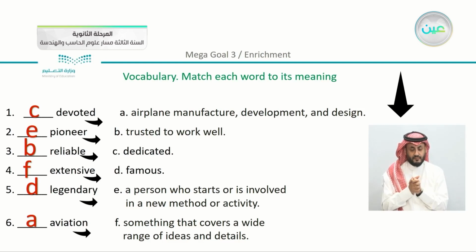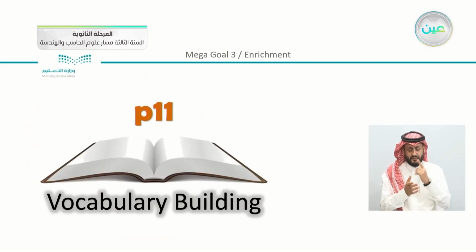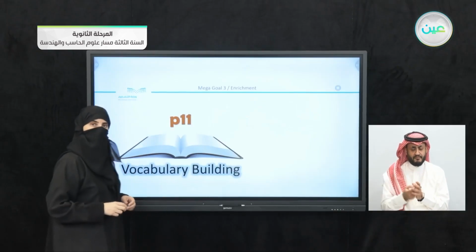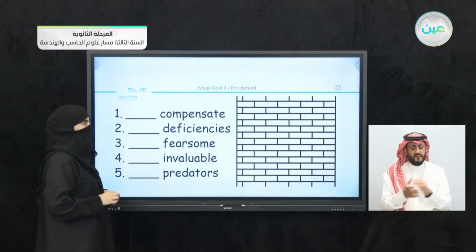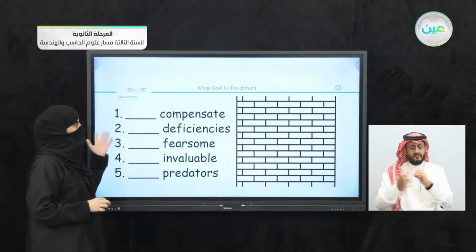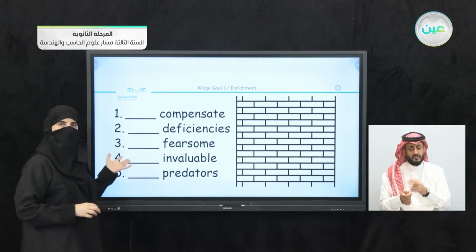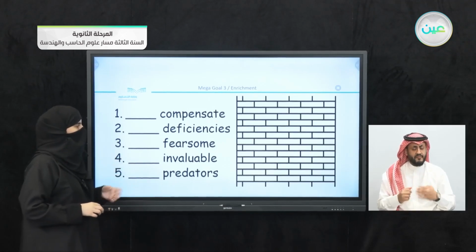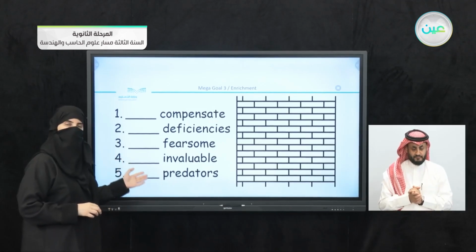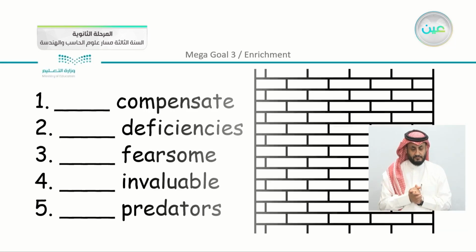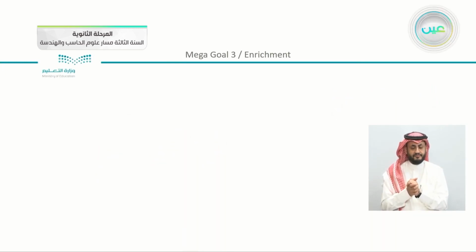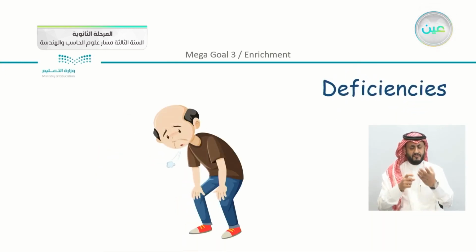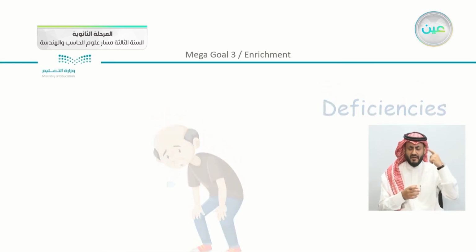Now, we are going to see what we have also in the unit. We have here on page number 11, what did we study? The rest of the vocabulary that we had here in the vocabulary building lesson, we studied compensate, deficiencies, fearsome, invaluable, and if you recall, predators. Now these words here we matched, and we said that we have here the word compensate. I'm going to just show you the pictures so you can just refresh your memories of their meanings.